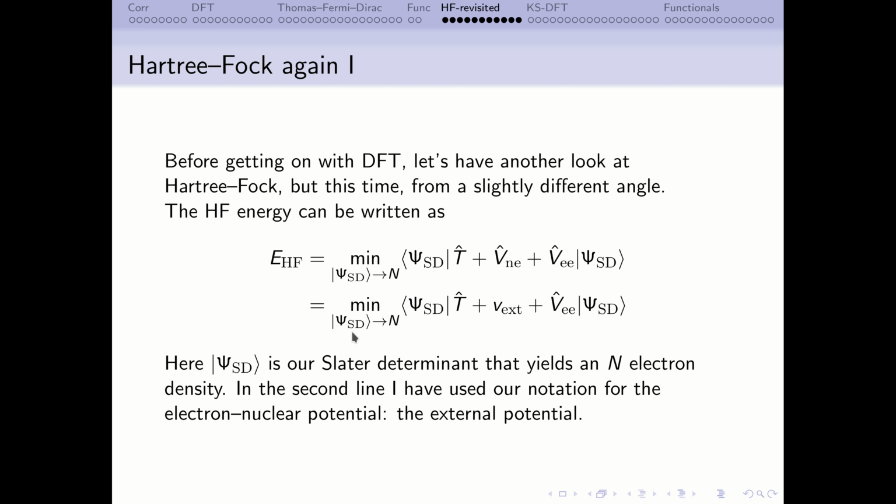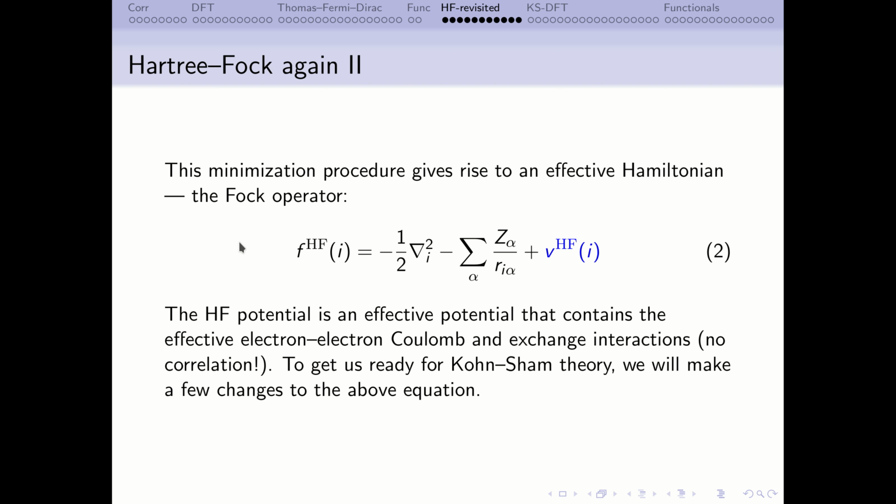Now when we do that minimization, we end up with the Fock operator, which you've seen. It consists of a one electron part, an electron-nuclear part, which would be our external potential in the language of density functional theory, and then we have this Hartree-Fock potential, which is the effective potential which the electrons see. Now we know what that contains.